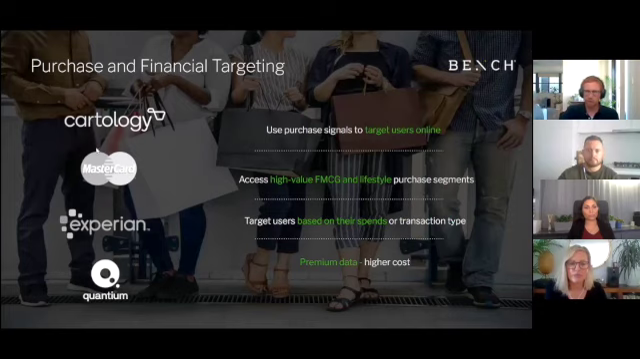Now, as our industry's evolved, so too have the channels that we access and how we target consumers on them, to the point where we now have some channels available to us that are not really dependent on cookie information at all. So I'll chuck you back over to Ryan to cover this one.